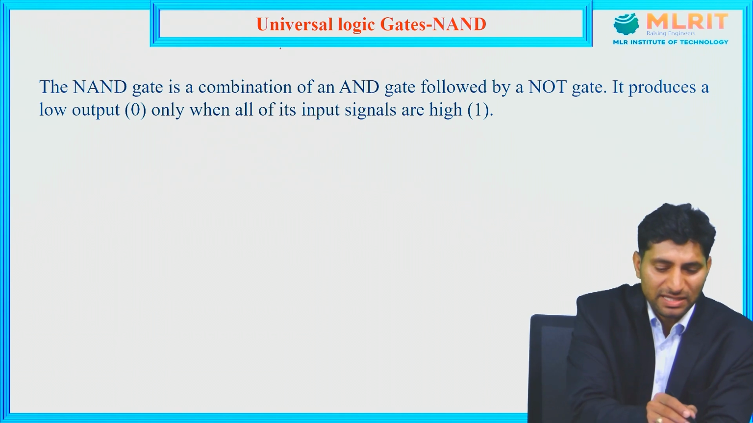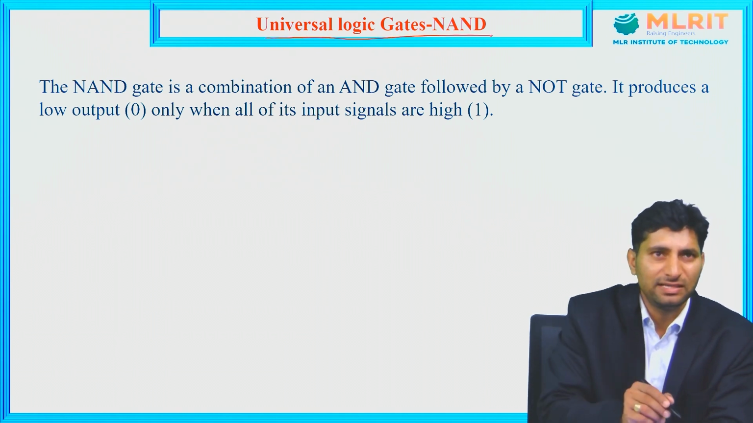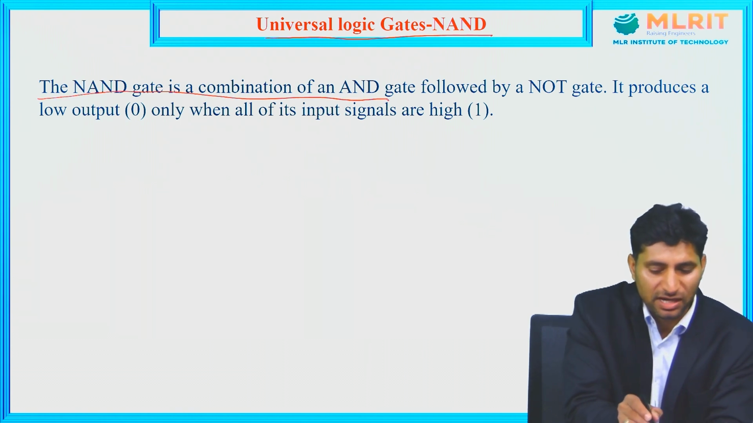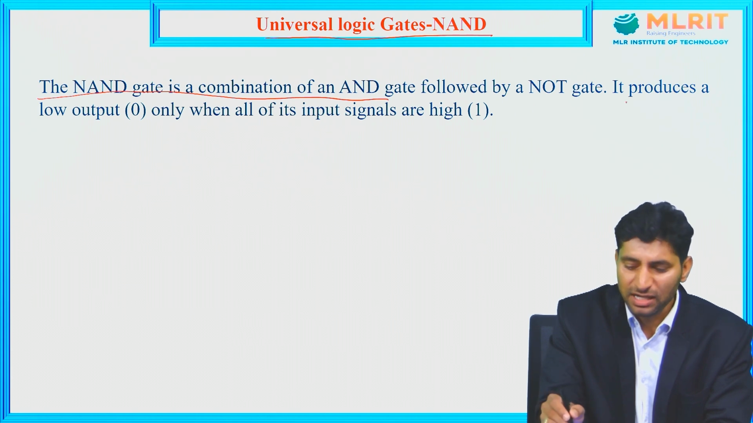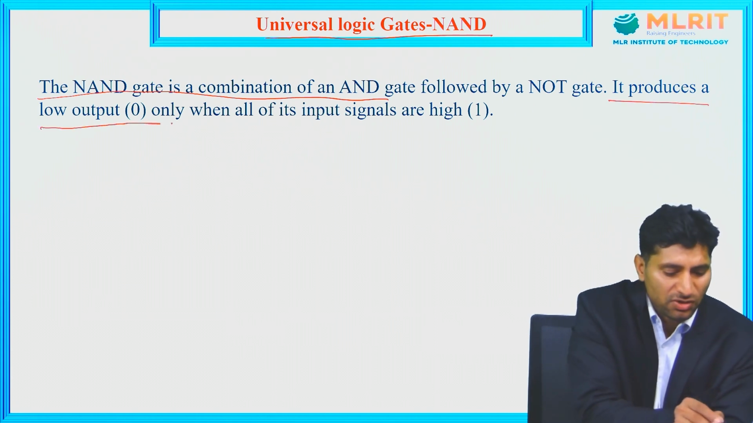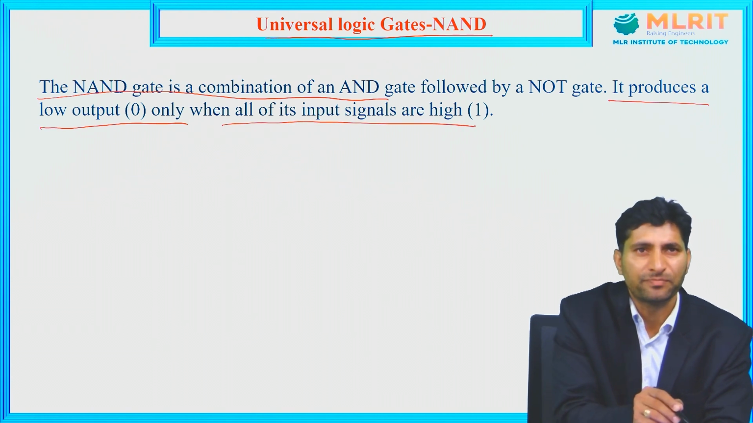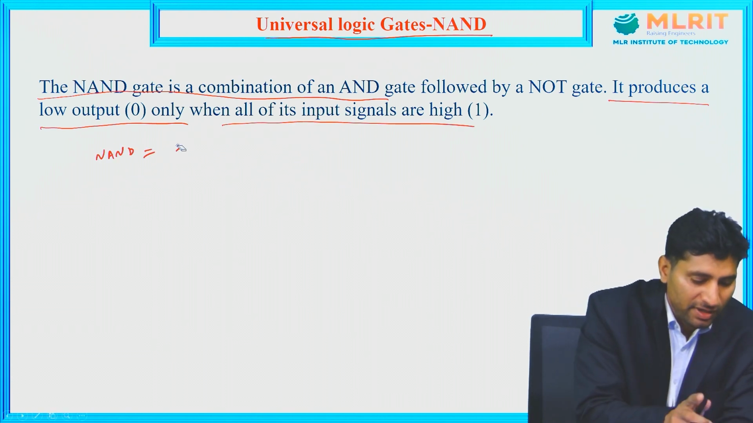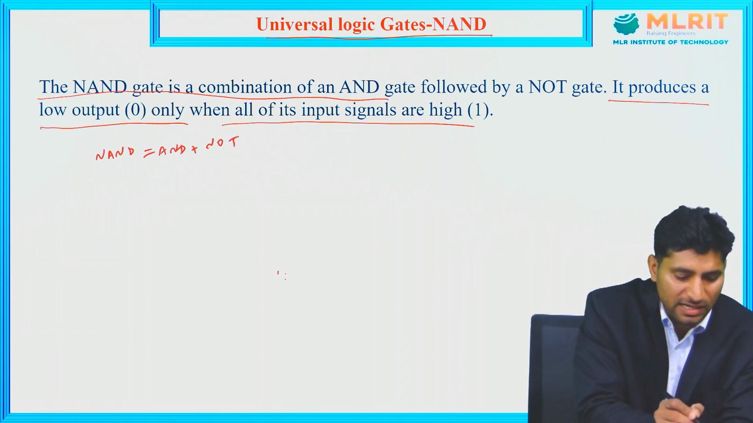Now let us move on one by one. First we will discuss in detail the universal logic gate NAND. The NAND logic gate is a combination of an AND gate followed by a NOT logic gate, and it produces the output 0 only when all of its input signals are high. If you observe, the NAND logic gate can be obtained by combining the AND logic gate plus the NOT logic gate.